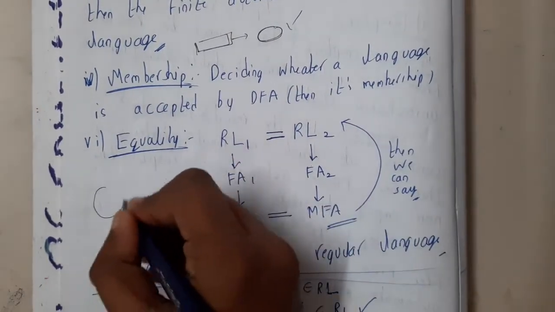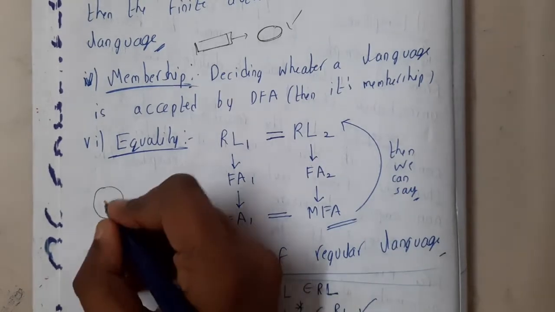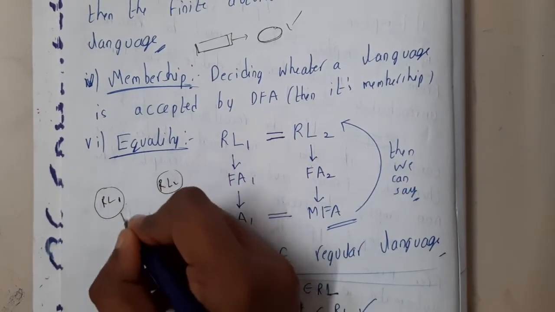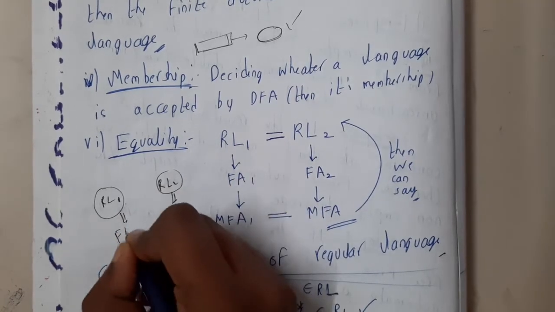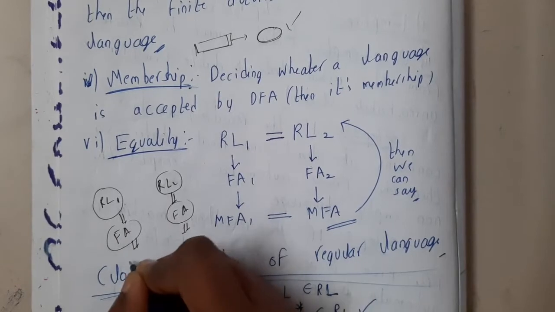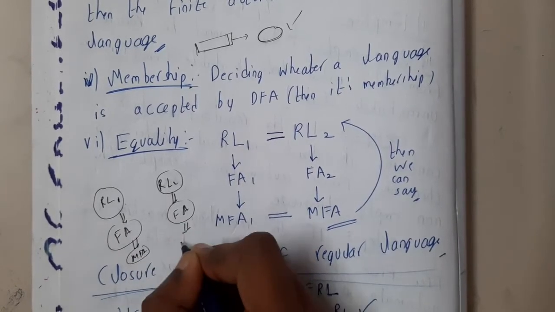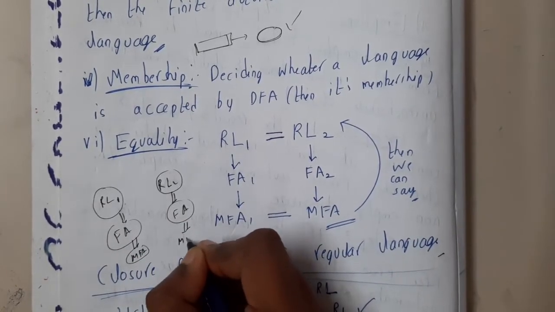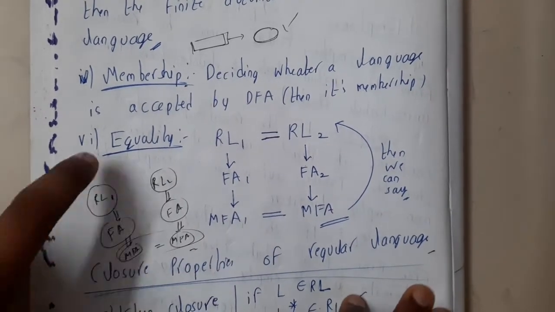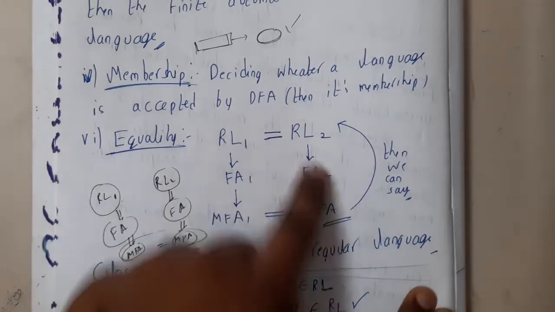And similarly we can say also equality, right? If a particular regular language is given, and one more regular language is given, the first step is to draw the finite state machine for each. Once the finite state machine is done, then you draw the minimal finite state machine, that is the minimum DFA you can say. If both of these are equal, at the end you can conclude that both of them are equal, so both the regular languages are also equal.